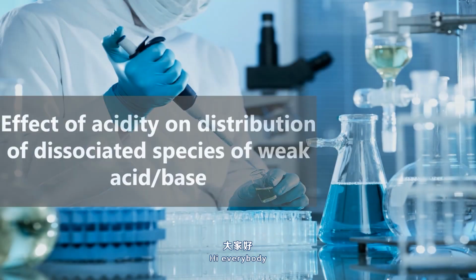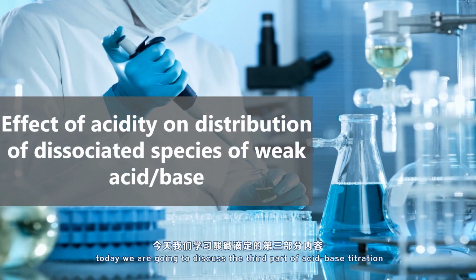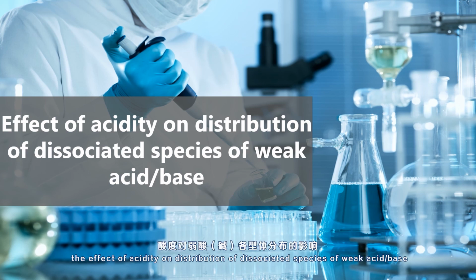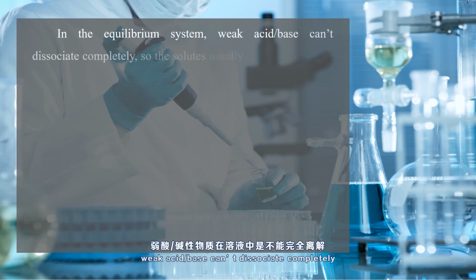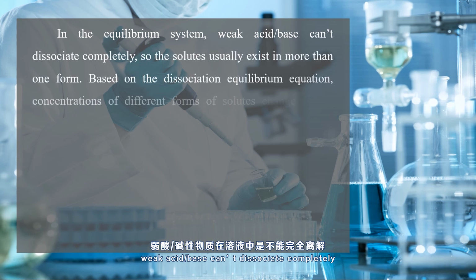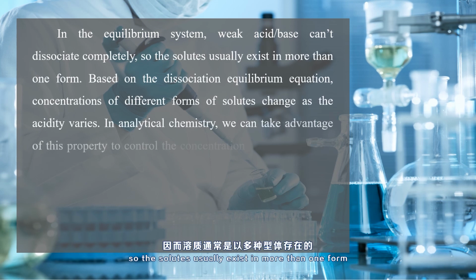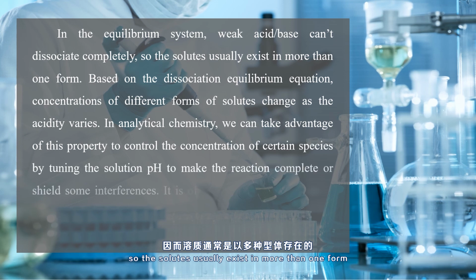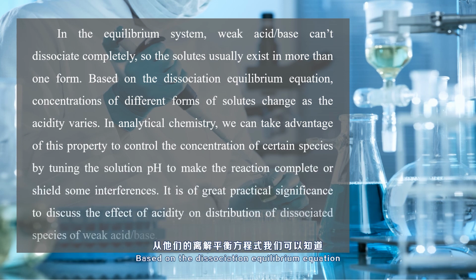Hi everybody! Today we are going to discuss the third part of acid-base titration, the effect of acidity on distribution of dissociated species of weak acid or base. In the equilibrium system, weak acid or base can't dissociate completely, so the solutes usually exist in more than one form. Based on the dissociation equilibrium equation, concentrations of different forms of solutes change as the acidity varies.